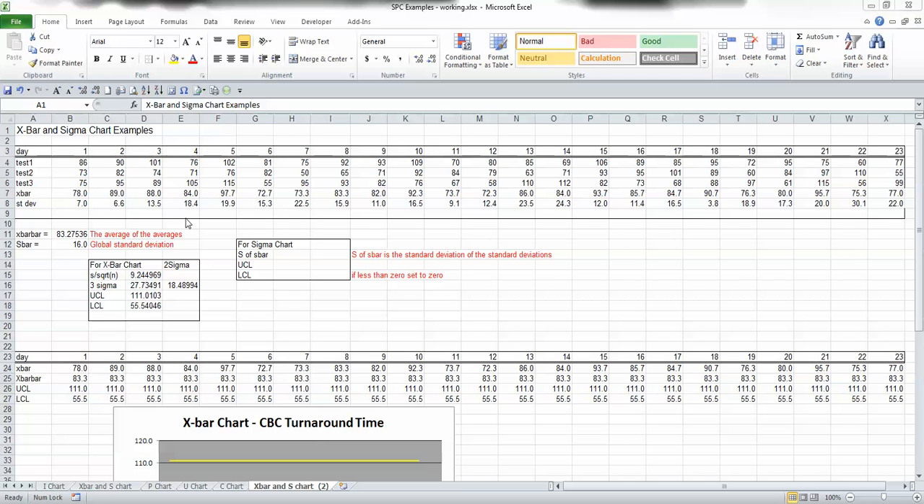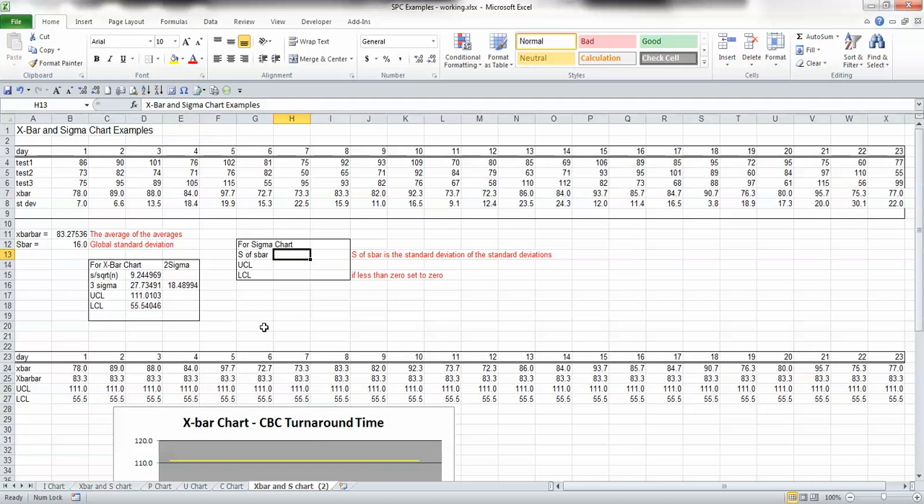The S-bar chart, as with all of the control charts, is similar in concept to the X-bar chart. So let's go ahead and dig right in. The first thing that we're going to do, we have our test data again, which is the emergency department to lab to back to the emergency department turnaround time values. We left off with our X-bar chart done.